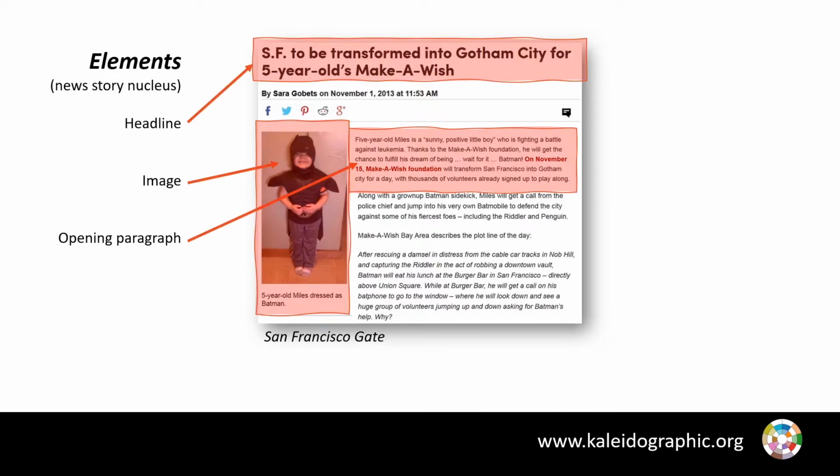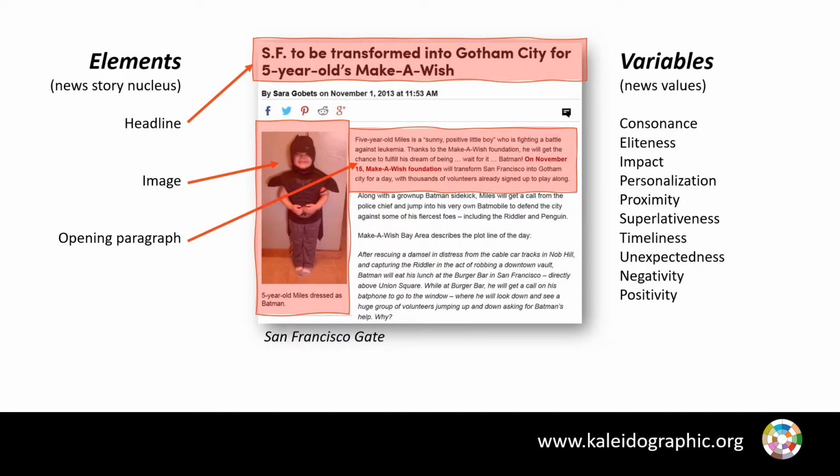So for this particular set of analysis, the elements that I am going to look at are the headline, the image, and the opening paragraph of the story. And this we might call the nucleus of the news story. And the variables that I'm going to use, or the aspects that I am going to analyze, are news values. And I have 10 news values that I'm going to analyze for each of these elements.